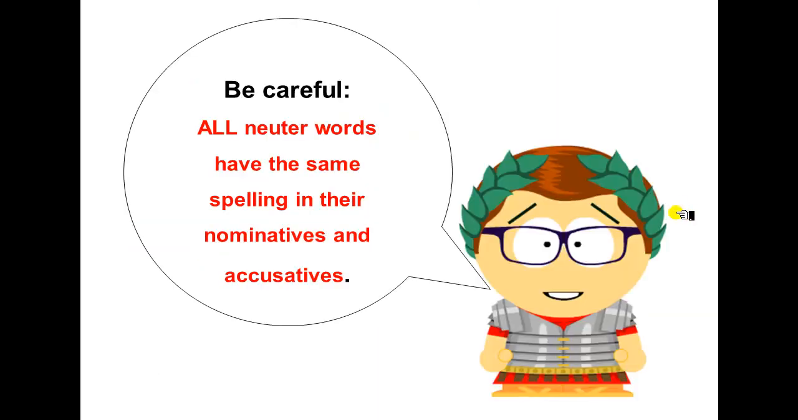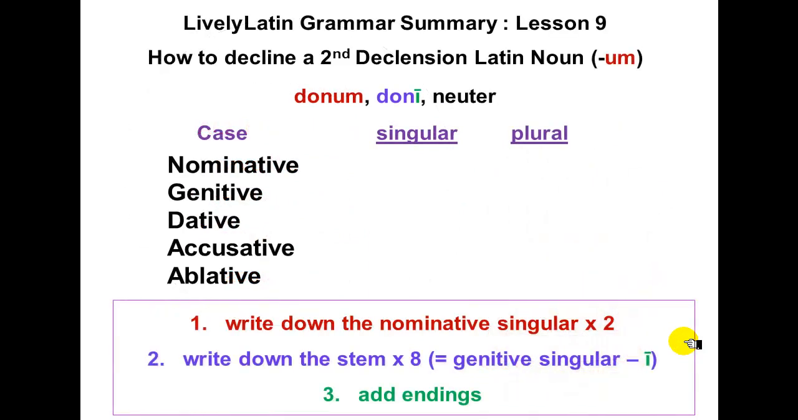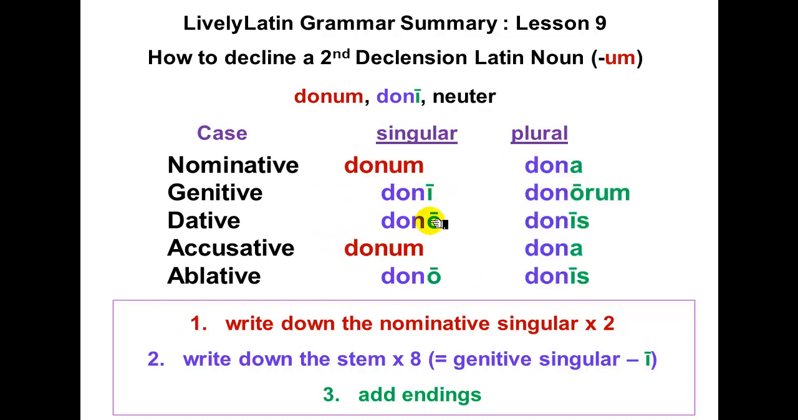Now let's decline a second declension neuter noun. One thing that we have to watch out for is that all neuter words have the same spelling in their nominatives and accusatives. Once again, we're going to get the stem by dropping the I from the genitive singular. You can always tell a second declension neuter noun if the nominative singular ends in um. All neuter words have the same spelling in the nominative singular and the accusative singular. So donum, doni, dono, donum, dono, dona, donorum, donis, dona, donis.